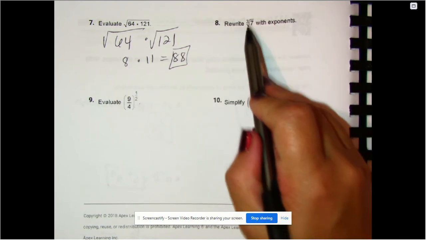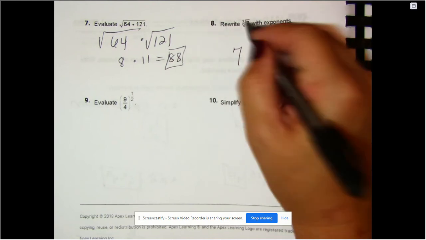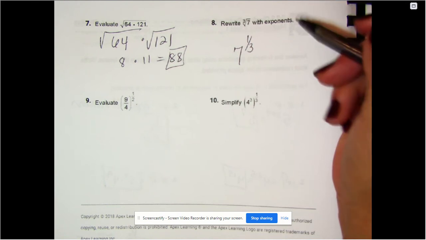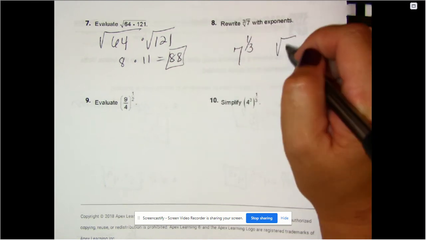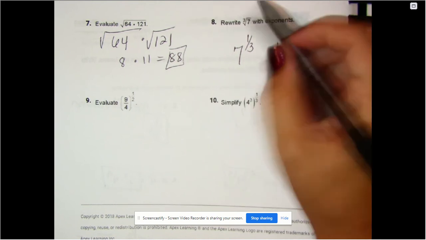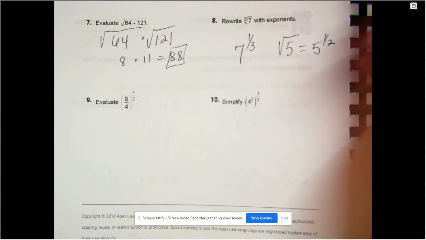Rewrite the cubed root of 7 with exponents. So the 7 becomes your big base, and to the power of 1/3 for cubed root. So square root of something turns into the power of 1/2. Cubed root of something turns into the power of 1/3.